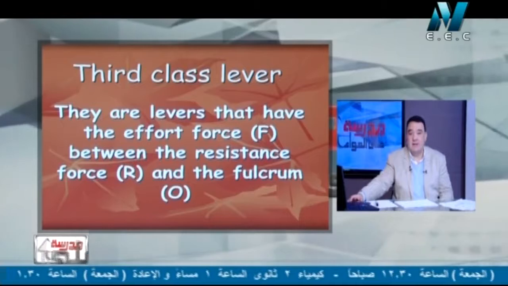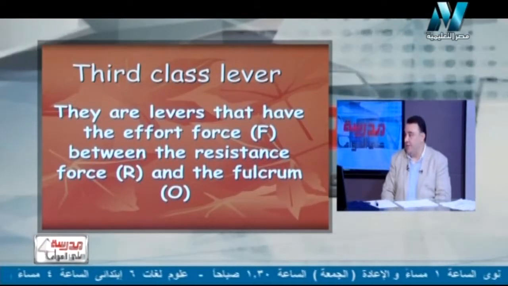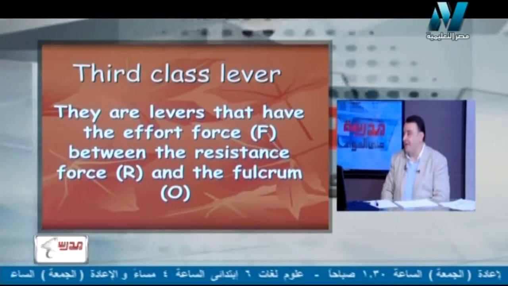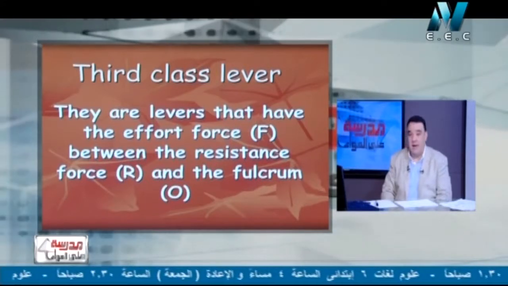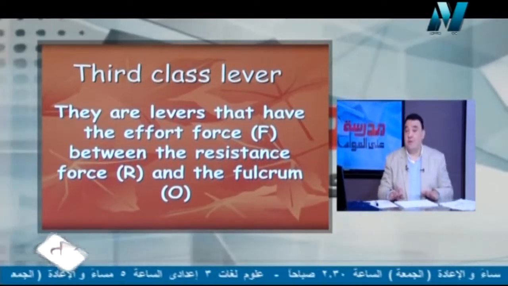So again, third class levers are levers that have the effort force F between the resistance force R and the fulcrum. So again the difference between all the three types of lever is the midpoint. If O is in the middle, as I said before, it will be first class lever. If R is in the middle, it will be second class lever. If F is in the middle, it will be third class lever.